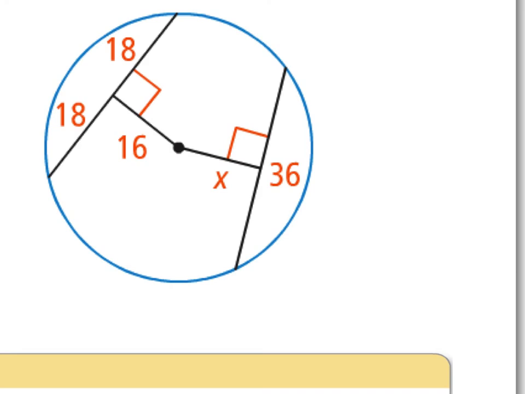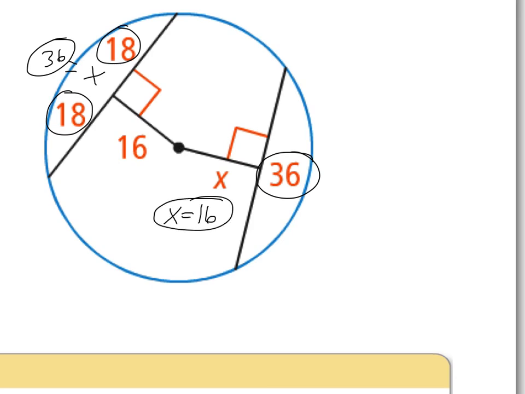Okay, as you look at this picture here, you'll notice that this distance of the chord is 36. And if you add these two together to get that distance, that's also 36. Which means that these two chords are equal to each other. If the two chords are equal to each other, I know that they're the same distance from the center. Well, if this is 16, then X has to be 16 as well.